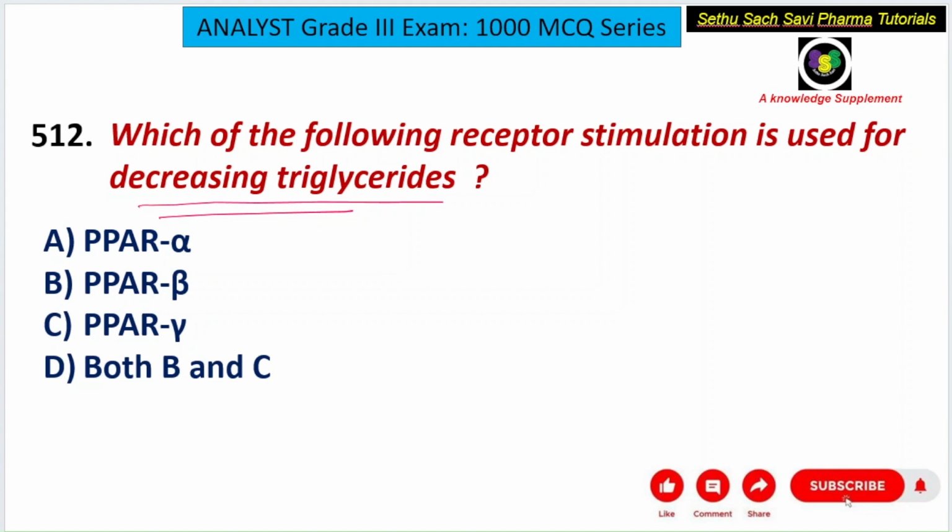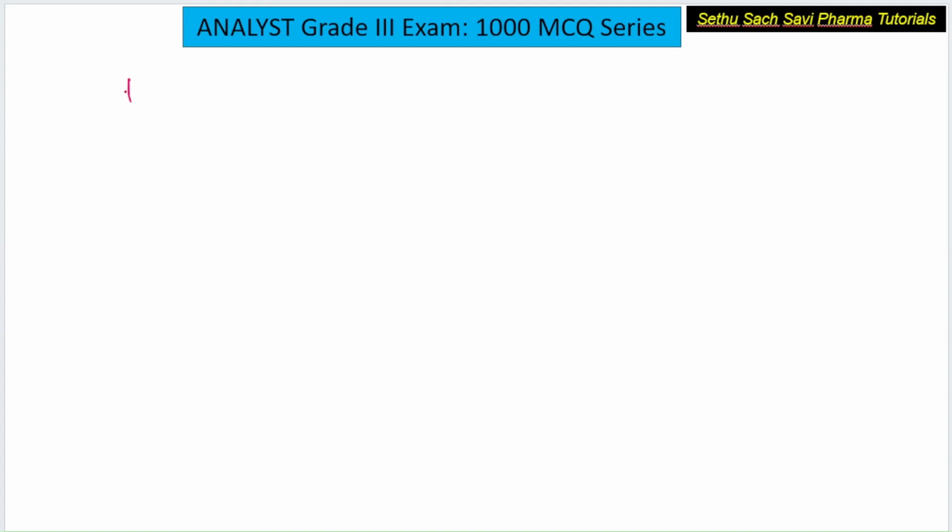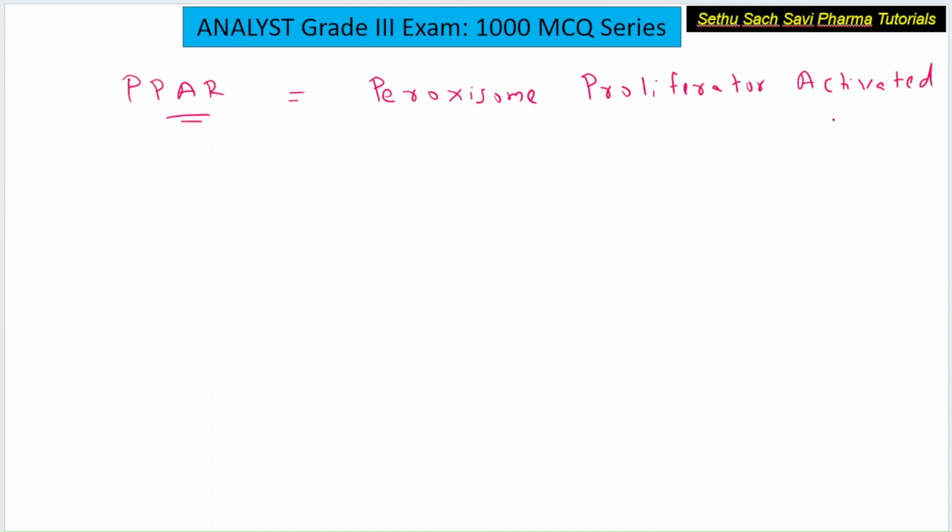So the first thing you need to know is, what is PPAR? PPARs are basically transcription factors. They belong to the nuclear receptor family. And the full name is peroxisome proliferator activated receptor. They are basically transcription factors belonging to the nuclear receptor family.